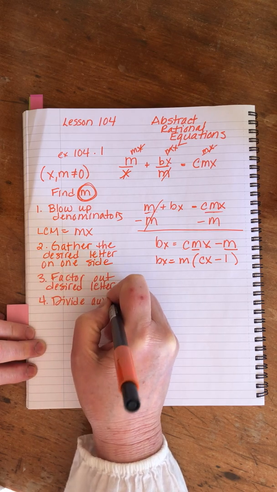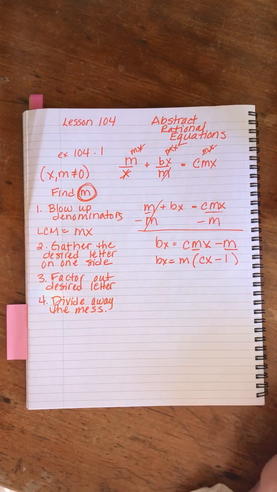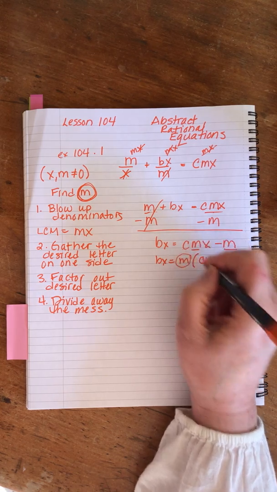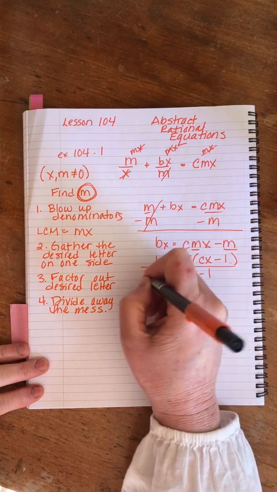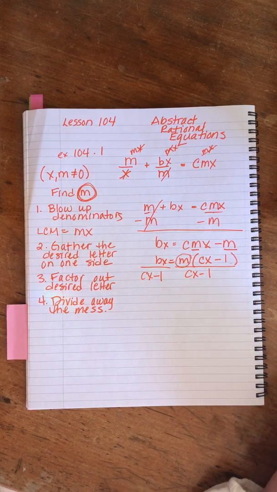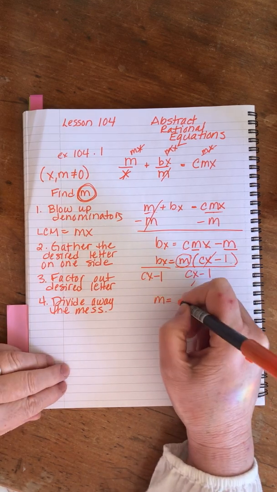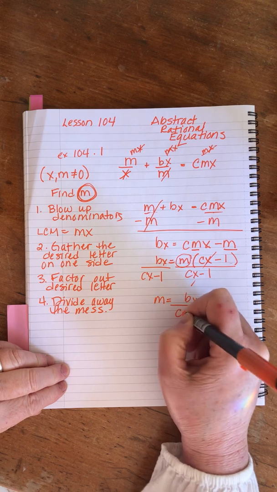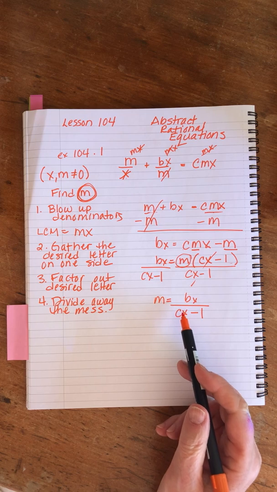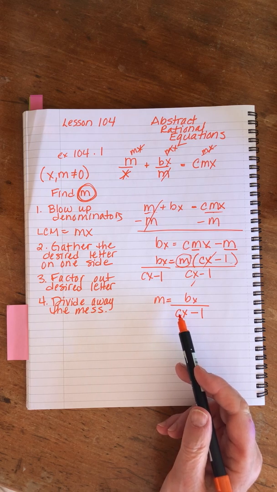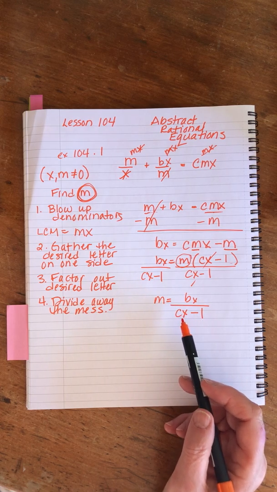Fourth step: divide away the mess. What I mean by that is, this is our desired variable. This is the mess, right? So we'll just divide this by CX minus 1. This cancels. And now we get, and usually I have a shortcut that prevents us from having to rewrite every time, but it's not really working this time. M equals BX over CX minus 1. Now, this is right.